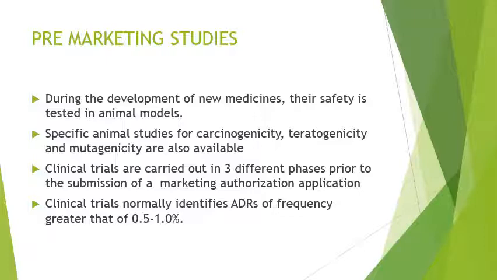Now, in pre-marketing studies, a number of toxicity studies are performed on animals. For example, carcinogenicity, teratogenicity, and mutagenicity are all kinds of toxicity studies that are performed. Now, the only problem with these pre-marketing studies in relation to ADR is that the clinical trials can normally identify only 0.5% to 1% of ADRs.